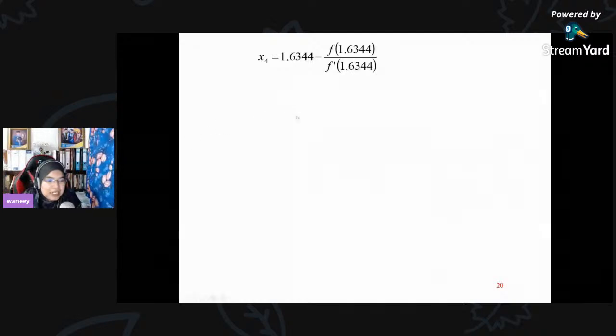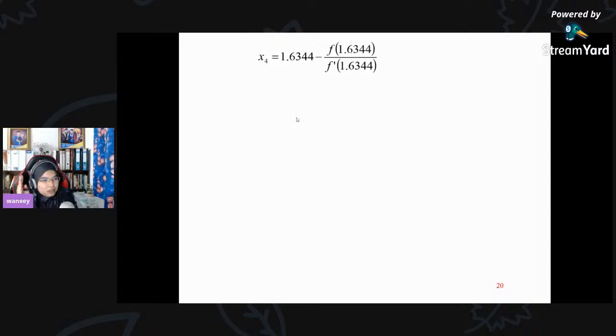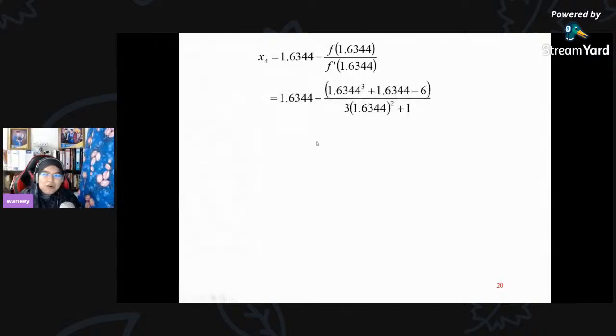Dia kena pakai bilangan decimal places yang sama. So I use 4 decimal places. That is the reason why over here I have 4 decimal places as well. So do make sure to be consistent. For the Newton-Raphson method, please be very consistent with how many decimal places you are using. So kalau dari awal pakai 4, 4 lah. Jangan campur-campur lah. Campur-campur tu nanti biasa dia ada problem sikit. Okay, so now try to substitute with 1.6344. Then let's see what else do you have.